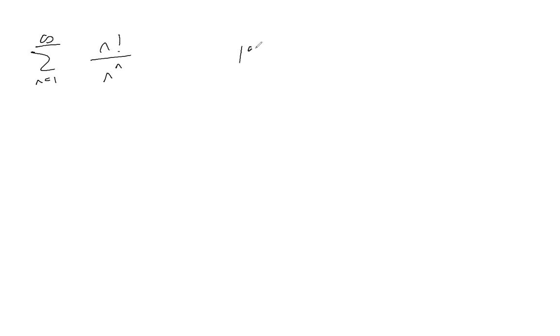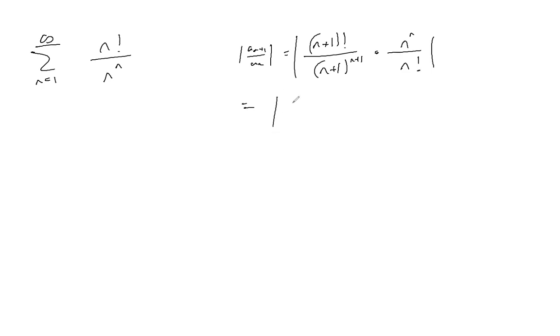So once again, I want an plus 1 over an. So let's see, what's that? That would be n plus 1 factorial over n plus 1 to the power of n plus 1. And then I'm dividing by an, which means multiplying by the reciprocal, which would be n to the n over n factorial. Everything's positive, so I can drop the absolute value bars. And again, I want to get similar stuff in fractions together.